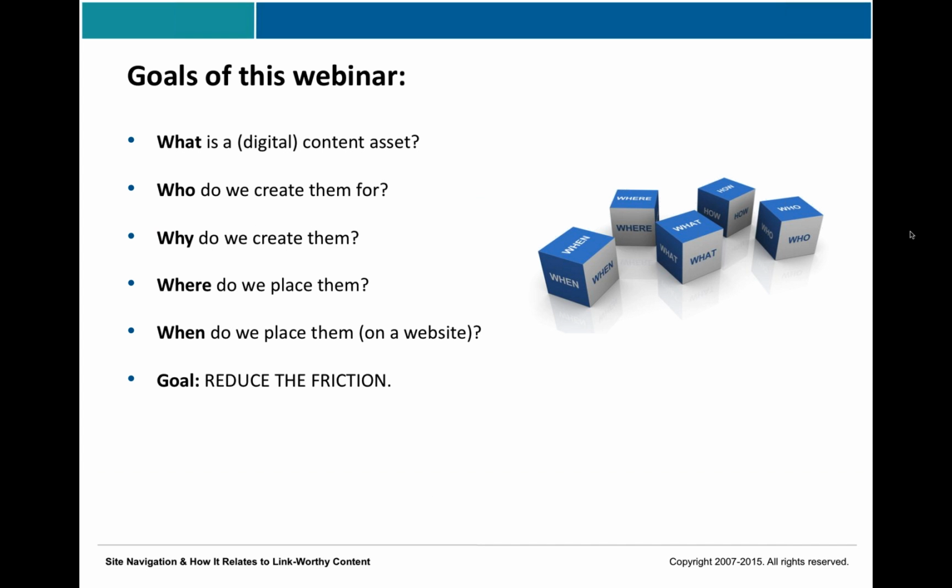And then we're going to go over the what, where, why, who, whens and hows of digital content assets. And at the end, we'll have time for questions and answers. So the goals, like I said: what is a digital content asset? Who do we create them for, and why do we create them? Where do we place them on a website? And I love Eric Ward's comment that one of the goals of link building is to reduce the friction of people trying to accomplish their goals on your website. So as we go through this, we're also going to tell you how to really enhance the user experience.